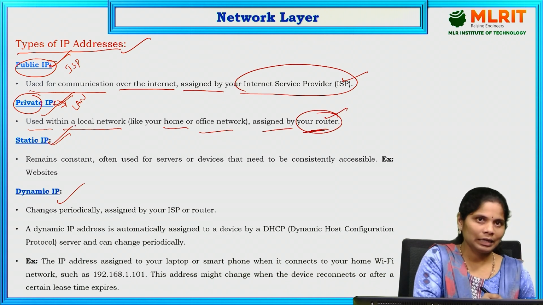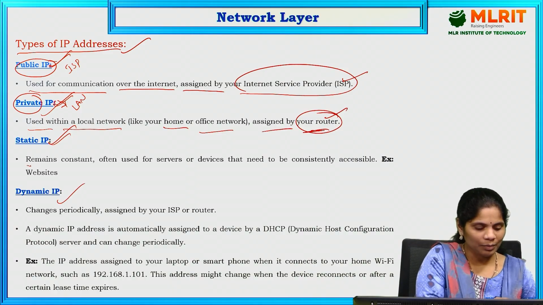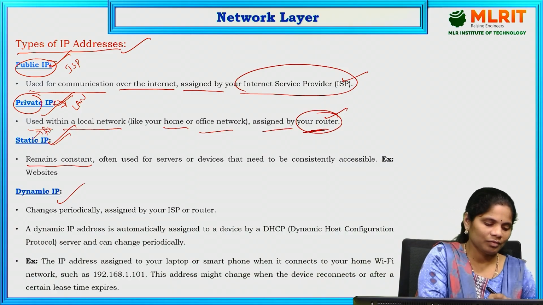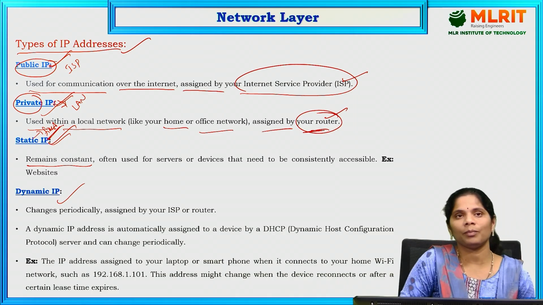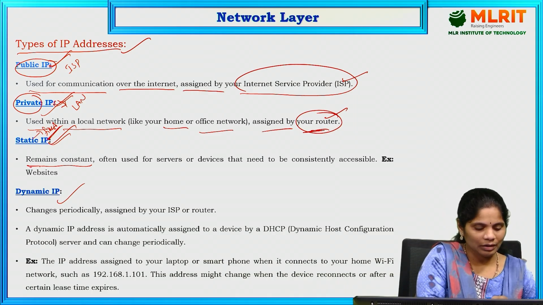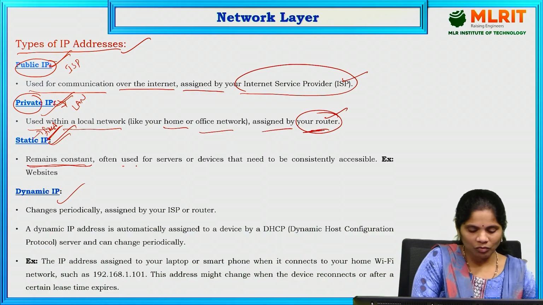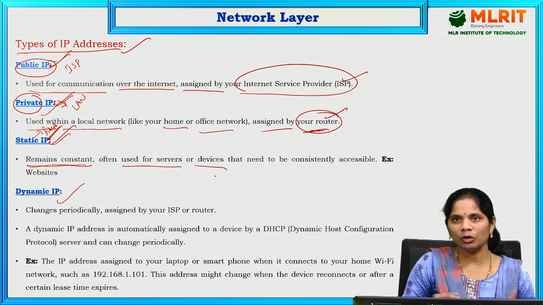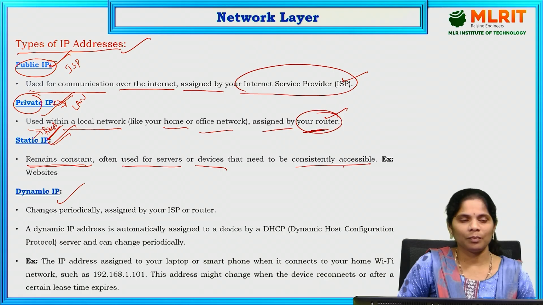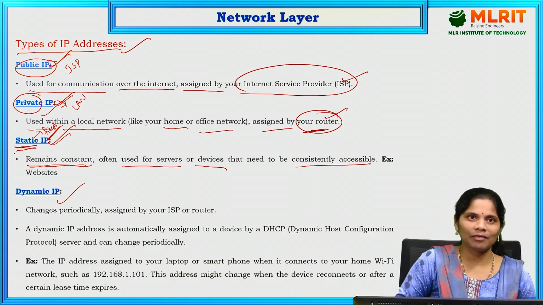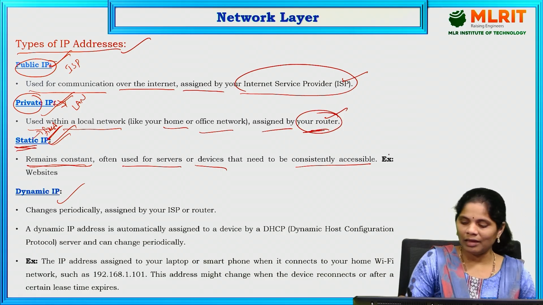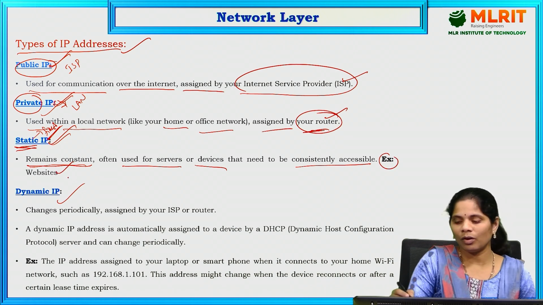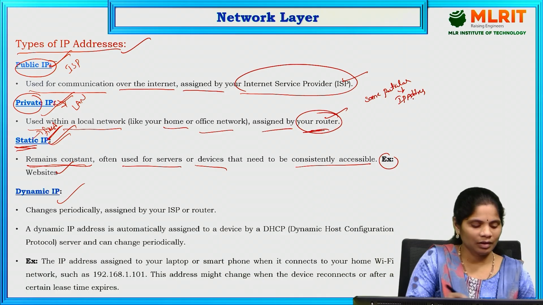And coming to static IP. Static IP is talking about, it remains constant. Static means what? This is a fixed one. IP address is fixed for that particular device. That is the static IP. So it remains constant. Often used for the servers and devices that need to be consistently accessible. Means the address is going to be fixed. Where exactly we are using these type of static IPs, an example is websites. Suppose if you want to log into some particular website, that is having the IP address. That is the static one. That comes under static IP.